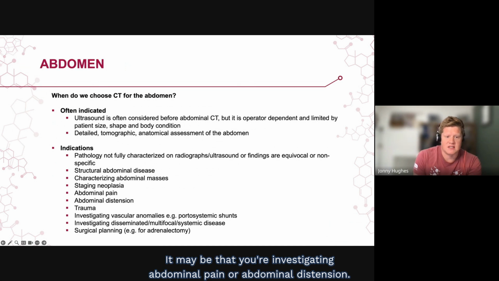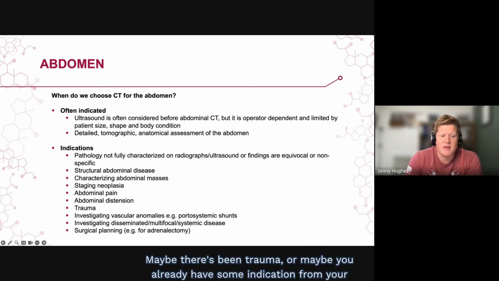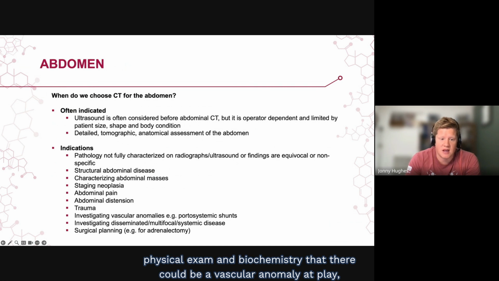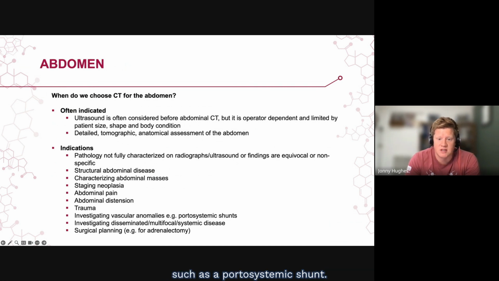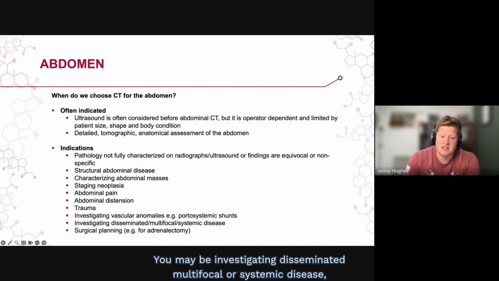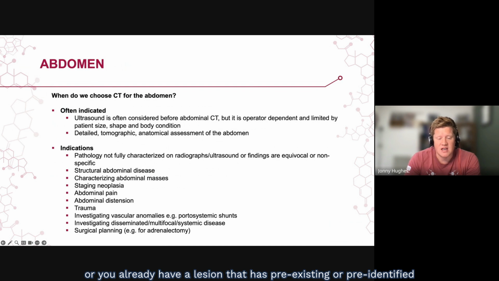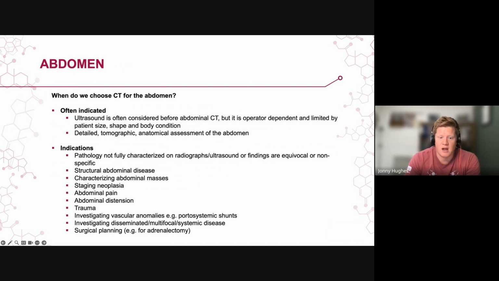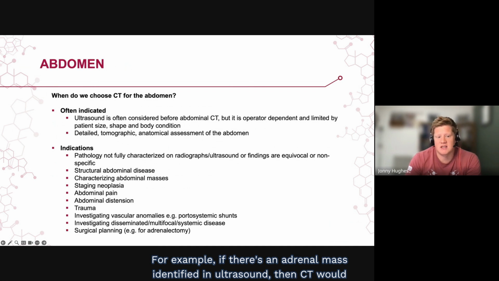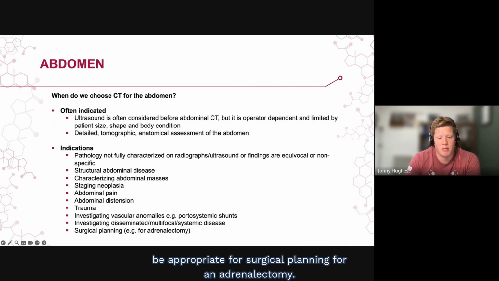It may be that you're investigating abdominal pain or abdominal distension. Maybe there's been trauma. Or maybe you already have some indication from your physical exam and biochemistry that there could be a vascular anomaly at play, such as a portosystemic shunt. You may be investigating disseminated multifocal or systemic disease, or you already have a lesion that has been pre-identified that you need to do surgical planning for. For example, if there's an adrenal mass identified in ultrasound, then CT would be appropriate for surgical planning for an adrenalectomy.